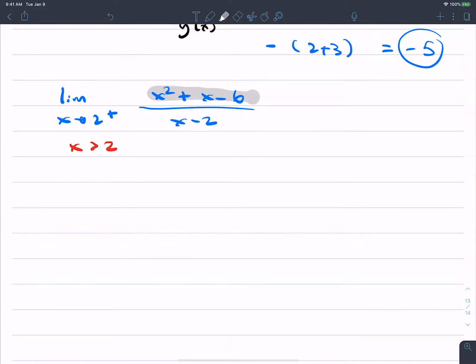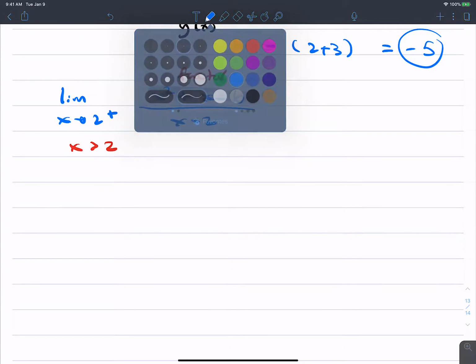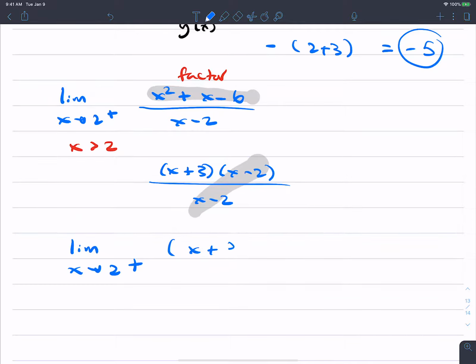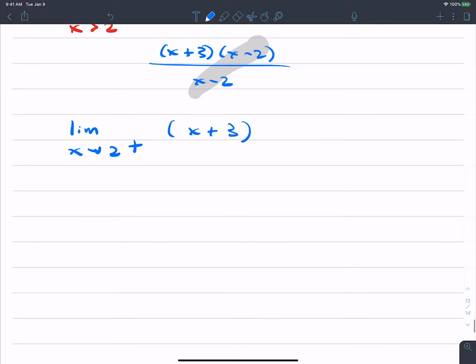And again, you factor the numerator, right? Factor. And you'll end up with, what was that? (x plus 3)(x minus 2) over x minus 2. And again, you get the cancellation. So this is just going to be the limit, x goes to 2 from the right, of x plus 3. And so now by direct sub, replace this x with 2, and you get 2 plus 3, which is 5.